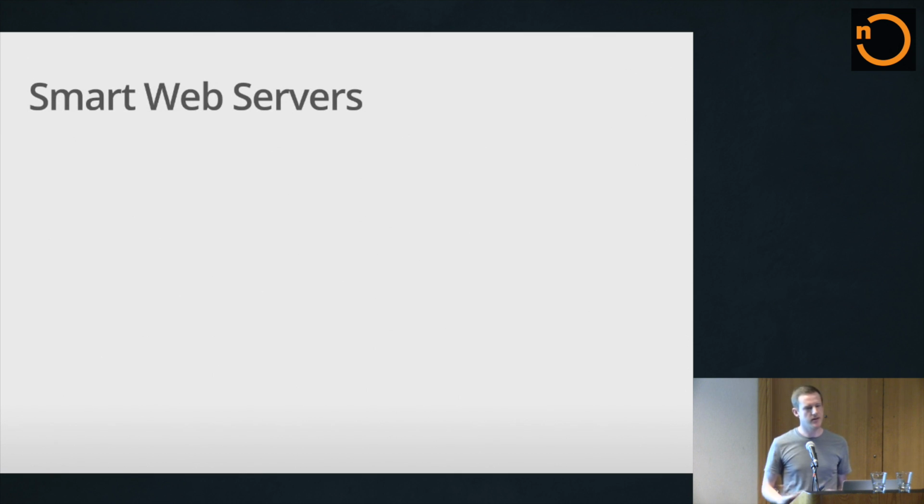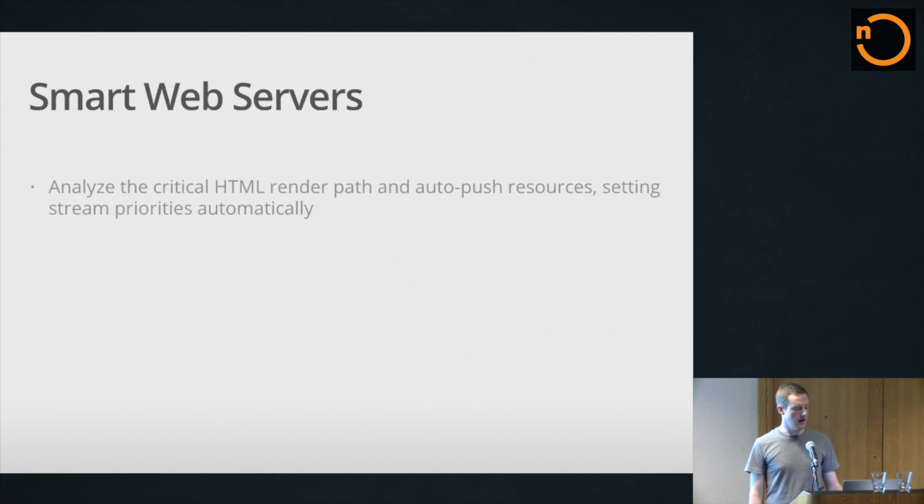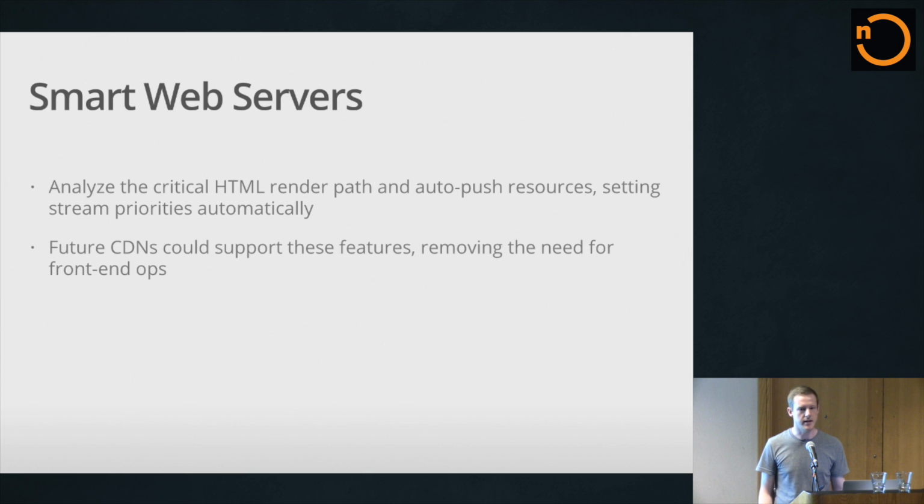And that kind of leads on to this idea that you could have in the future of smart web servers. Imagine a web server that knows HTML, it knows your resources, and it can trace your critical render path, set the stream priorities in HTTP2, and do all your optimizations for you automatically. It seems to be a really nice idea. You could imagine CDNs providing this sort of feature where you just put it on the HTML page as you write it, and the CDN does the optimizations for you.